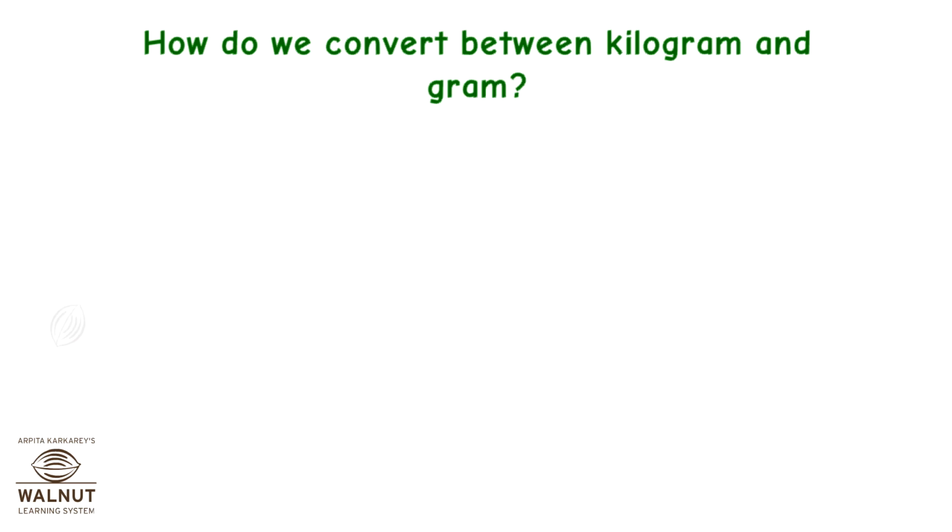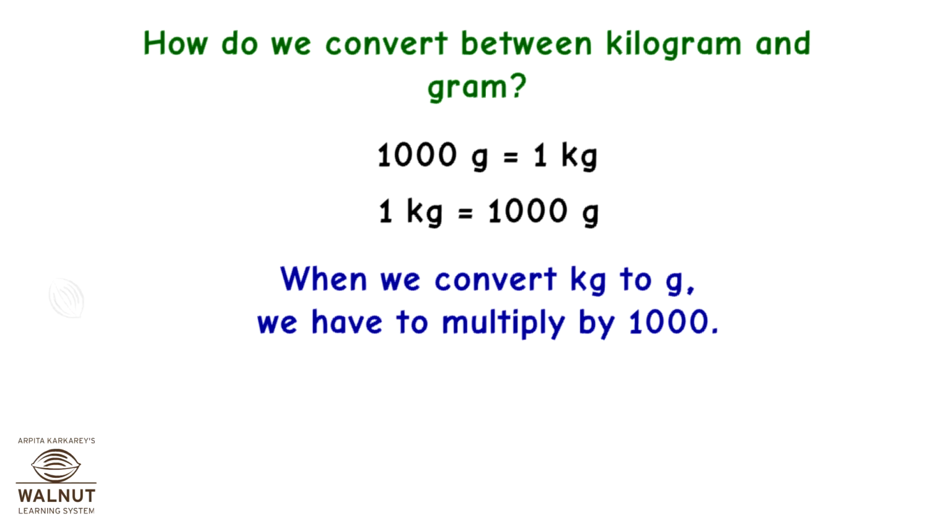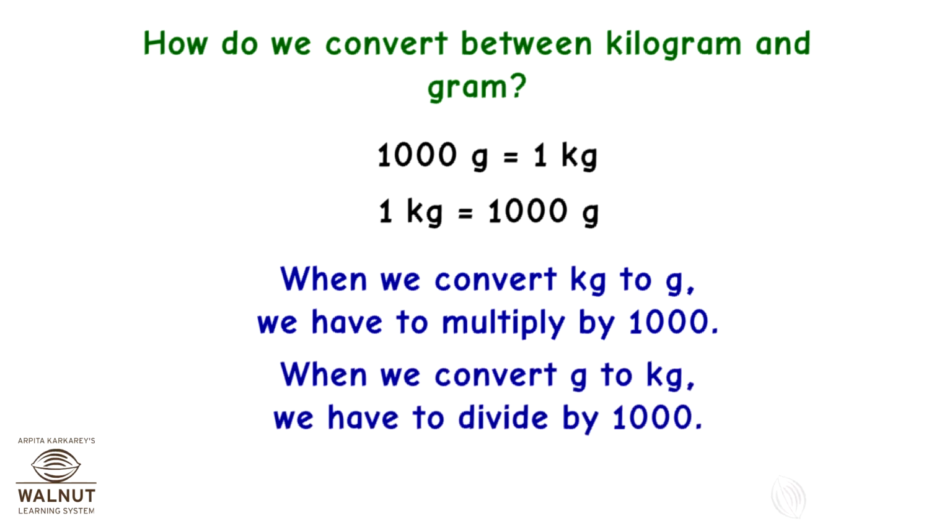How do we convert between kilogram and gram? 1000 grams is equal to 1 kilogram. 1 kilogram is equal to 1000 grams. When we convert kg to g, we have to multiply by 1000. When we convert g to kg, we have to divide by 1000.